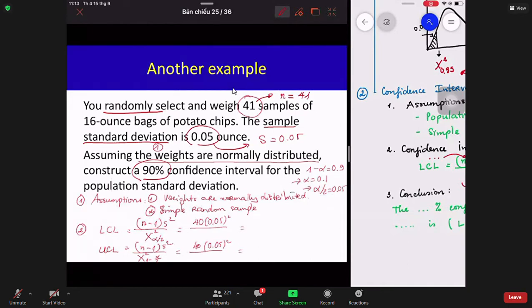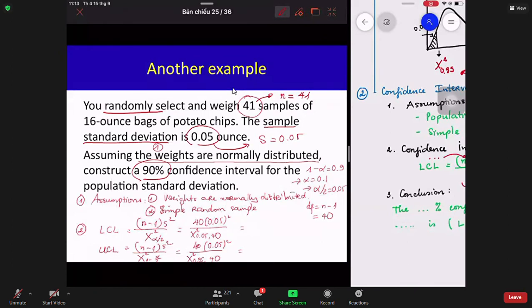Next, we have to find the chi-square alpha over 2 here. The degrees of freedom is equal to n minus 1, which is 40, so we are going to look up the table for 40. Chi-square alpha over 2 is 0.05, so we have chi-square 0.05 with 40 degrees of freedom, and 1 minus alpha over 2 is chi-square 0.95 with 40 degrees of freedom.